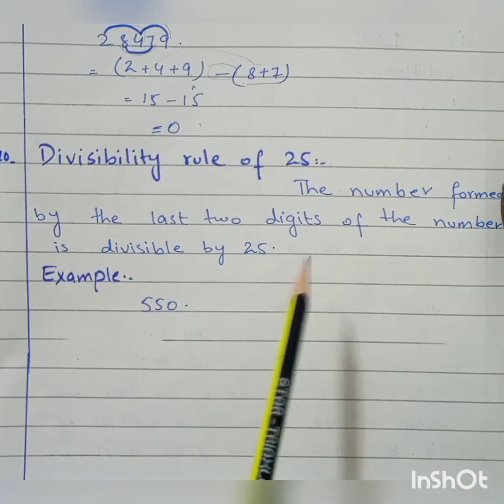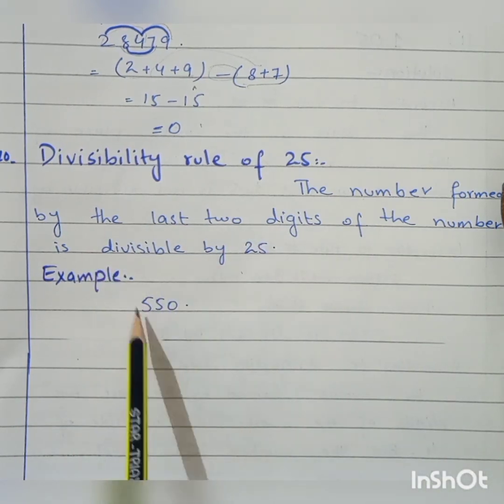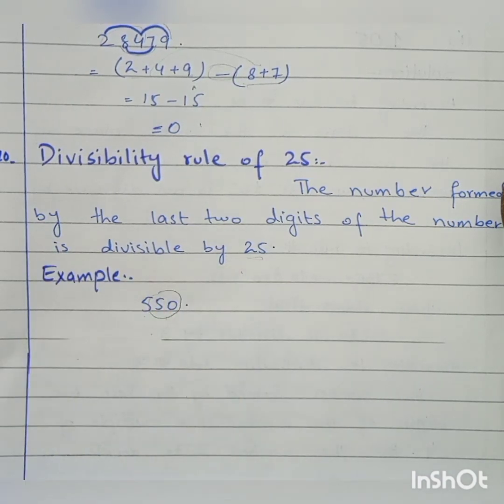The tenth rule, for 25: the number formed by the last two digits of the number is divisible by 25. Take 550: the last two digits are 50 and 50 is a multiple of 25. So we can say that 550 is divisible by 25.